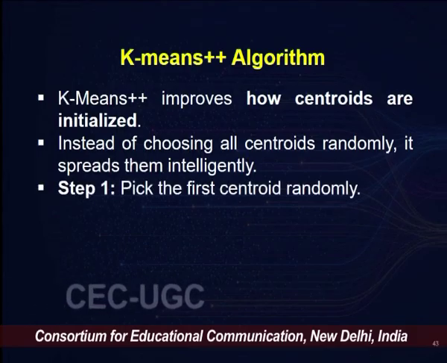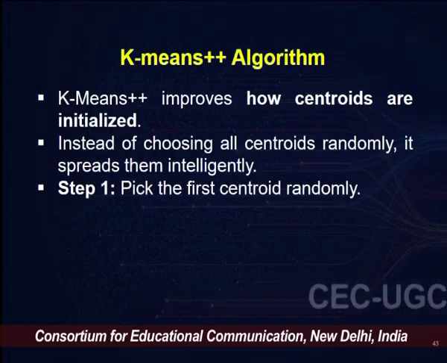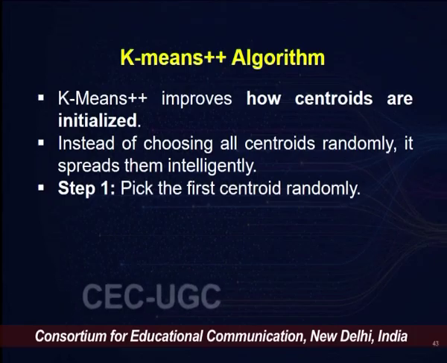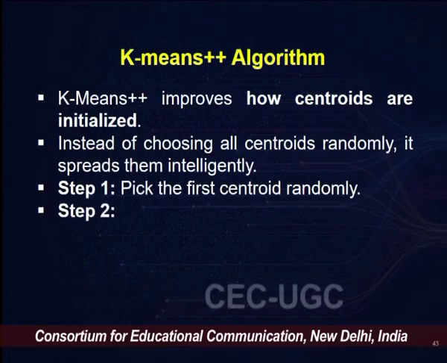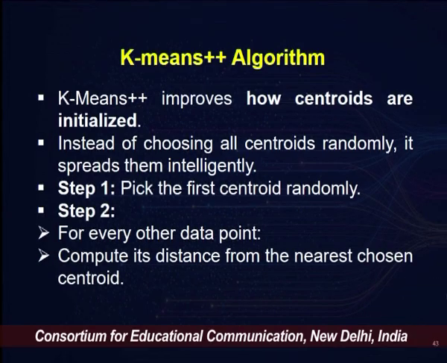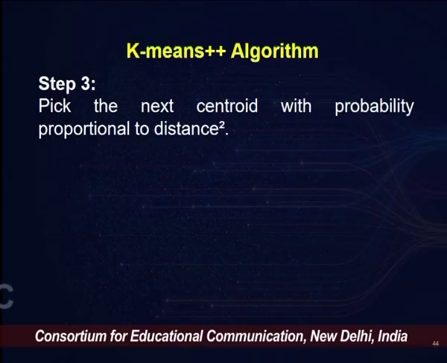So, there can be a number of ways in which we can do it, like for example, we can pick up the first centroid randomly, right. So, the first centroid can be picked up randomly, the way we were doing in the first k-means algorithm. But for step 2, what we can do is, for every other data point, we can compute the distance from the nearest chosen centroid, yes, and then step 3 could be that we pick the next centroid with the probability proportional to the distance.